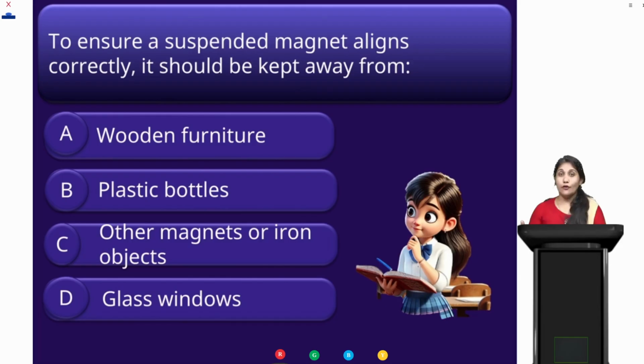So children, now it's your question time. Your first question of today's class. Let's see what question you have. To ensure a suspended magnet aligns correctly, it should be kept away from option A wooden furniture, option B plastic bottles, option C other magnets or iron objects, and option D glass windows. I will give you 30 seconds on the timer. You need to give the correct option. Just use a bit of the concept I taught you, and you will be able to answer this question. Okay, let's start the timer. Your time has started.